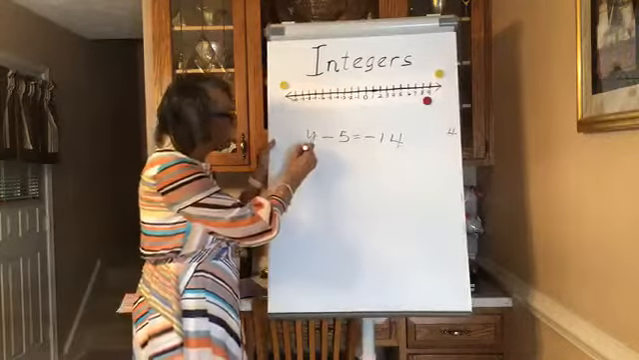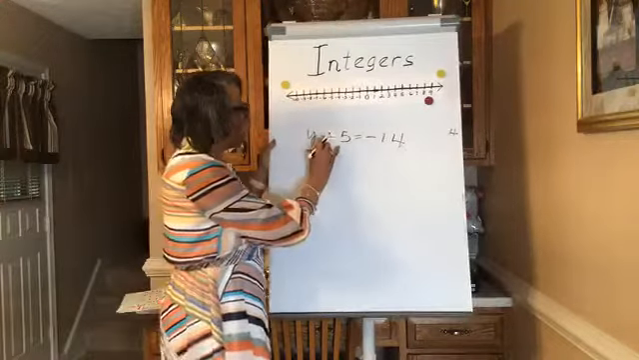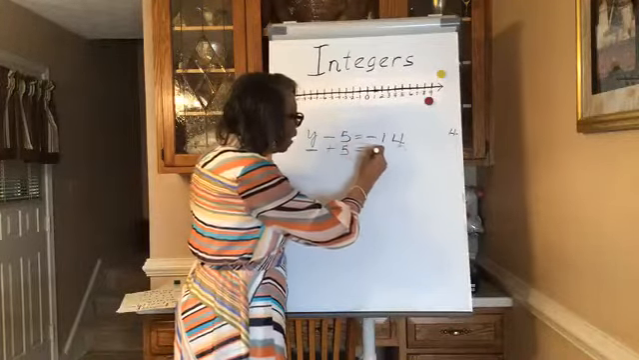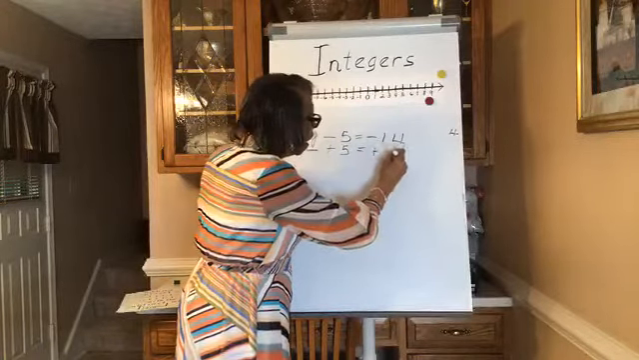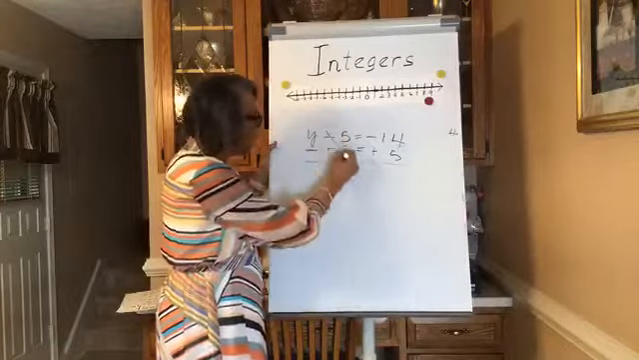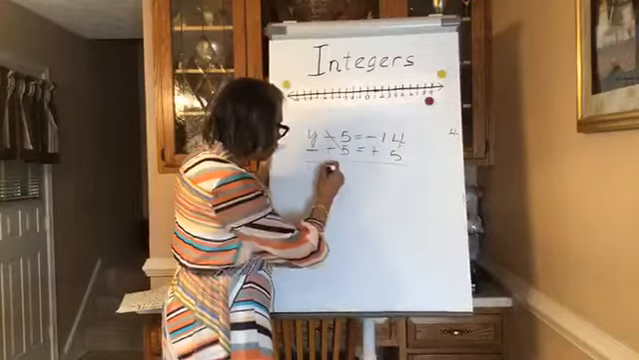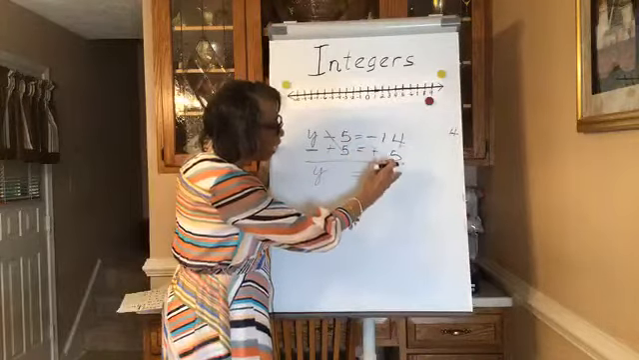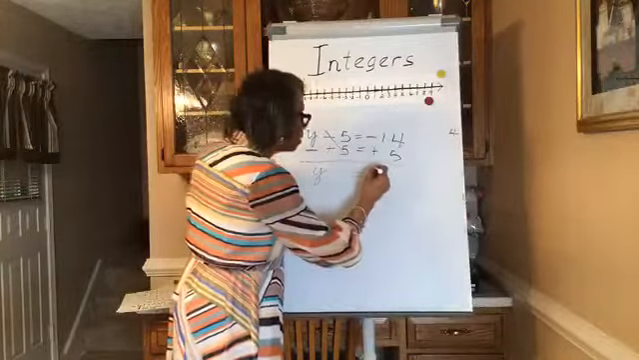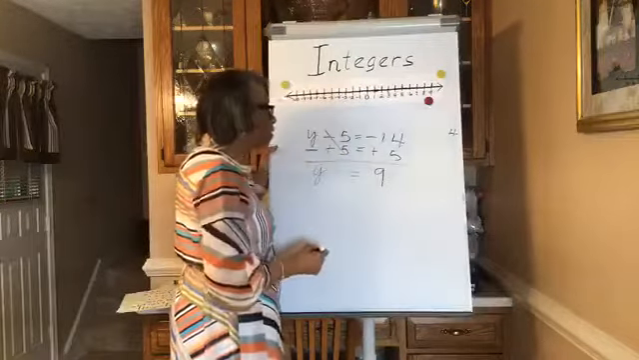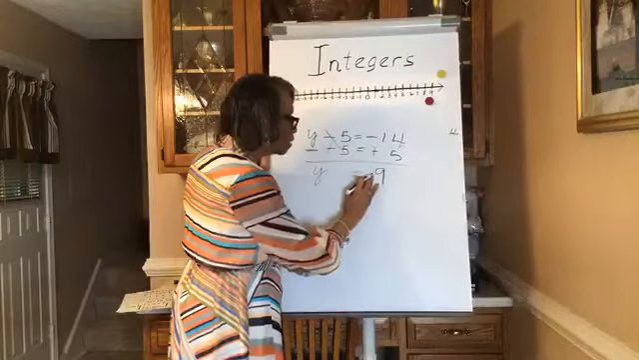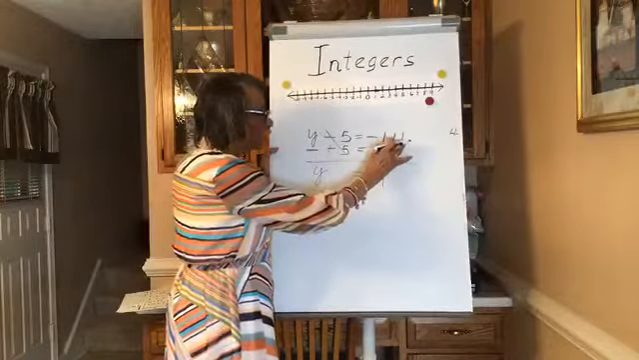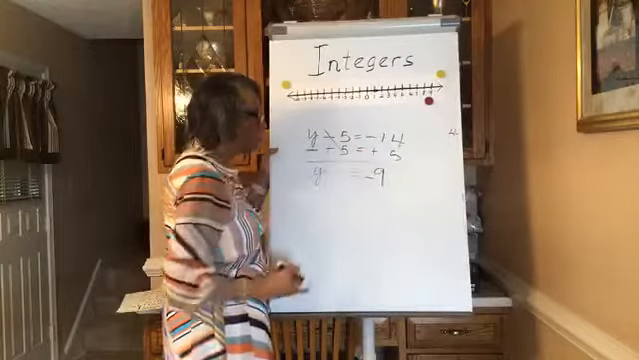All right, so here we're looking for y, and we are subtracting 5. The opposite of subtracting 5 is adding 5 to both sides of the equation. All right, adding opposites, we get 0 over there, and we get y by itself. y equals, and so we have negative 14 plus 5, which is going to be 9. Is it positive or negative? It's negative because the greater absolute value is negative. The absolute value of negative 14 is 14, and the absolute value of positive 5 is 5.